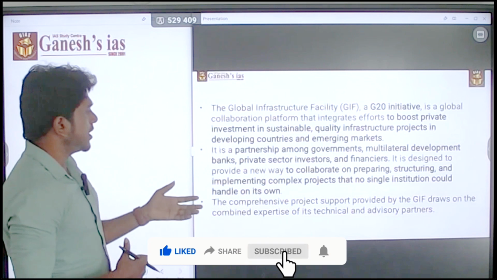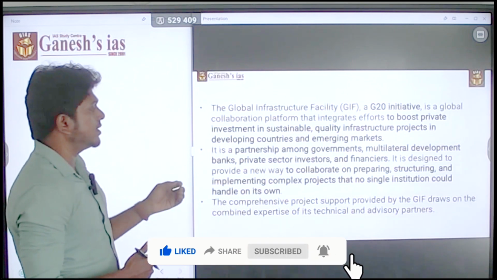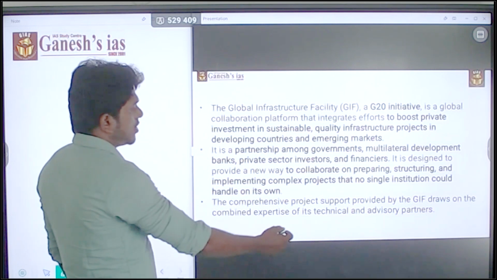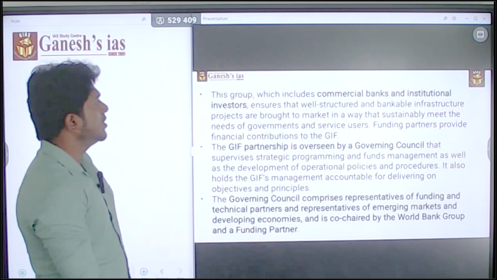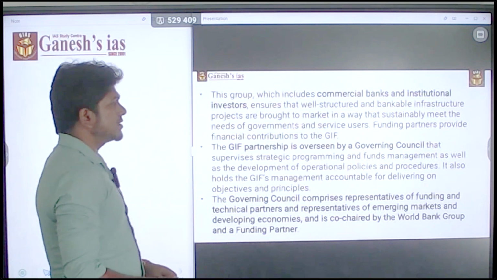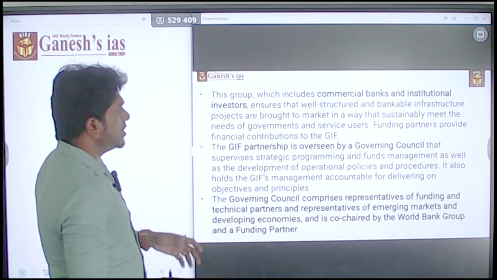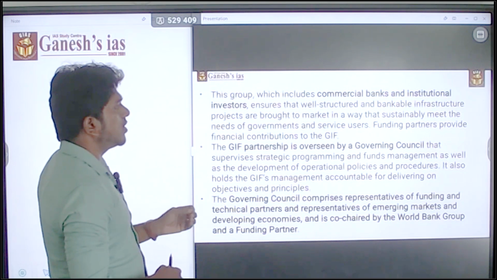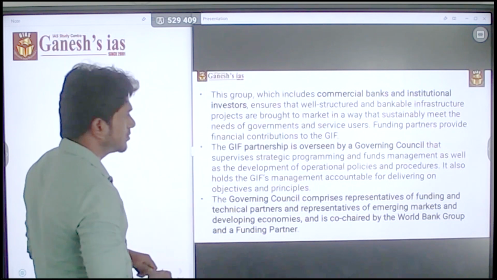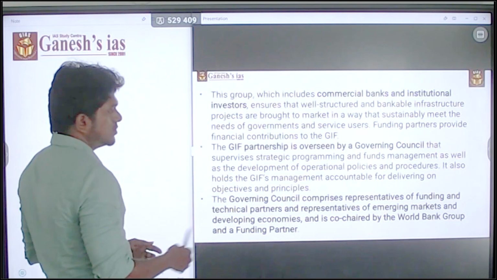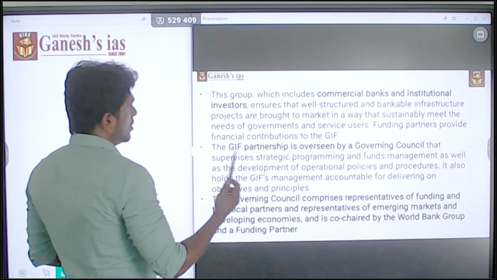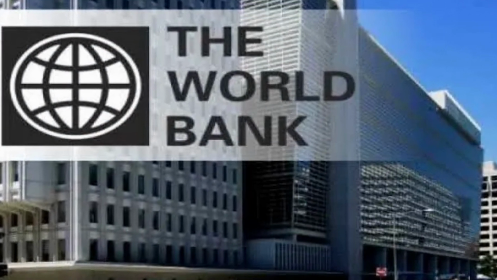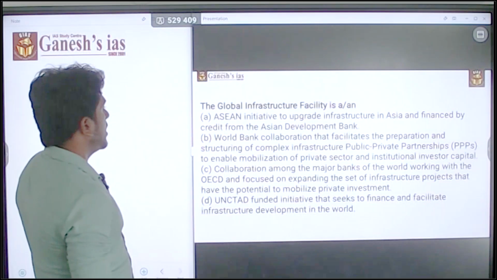The comprehensive project support provided by the Global Infrastructure Facility draws on the combined expertise of its technical and advisory partners. This group, which includes commercial banks and institutional investors, ensures that well-structured and bankable infrastructure projects are brought to market in a way that substantially meets the needs of the government. It is overseen by the governing council, and it is co-chaired by the World Bank Group. So those are the things about what the Global Infrastructure Facility is.